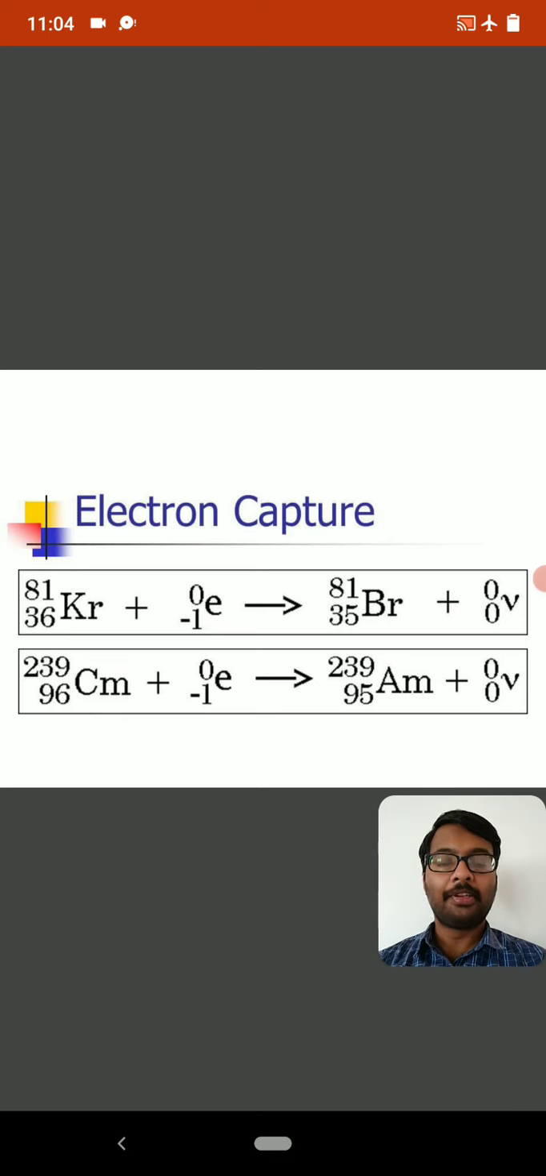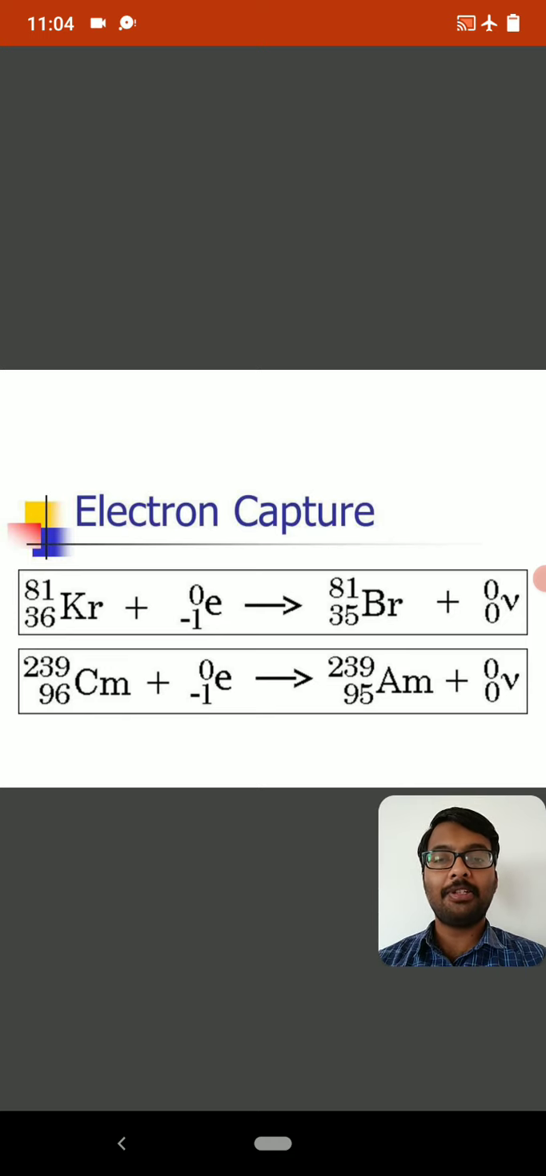of neutrino. Similarly, the next one, that is curium 239, having 96 protons, captures one electron and gets converted into americium 239 with the proton number 95. So 96 protons has been reduced to 95, means one proton captures one electron and gets converted into neutron with the emission of neutrino. So these are some of the examples for these three different beta decay processes.